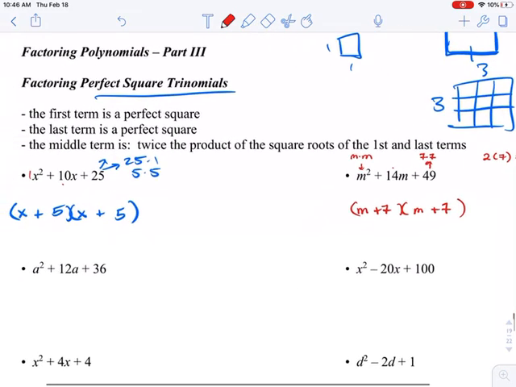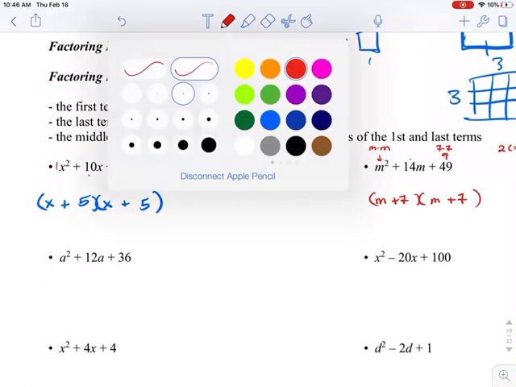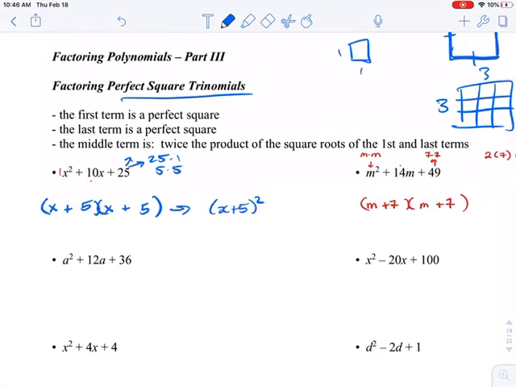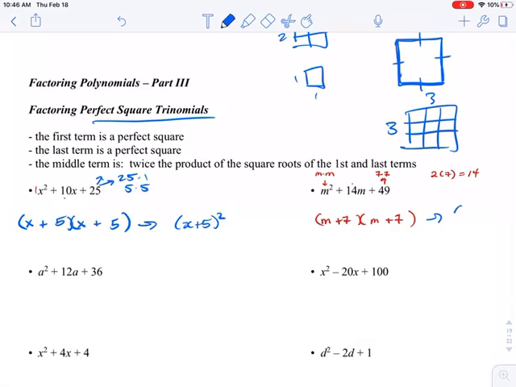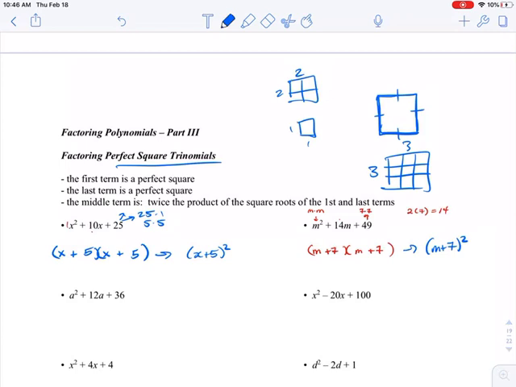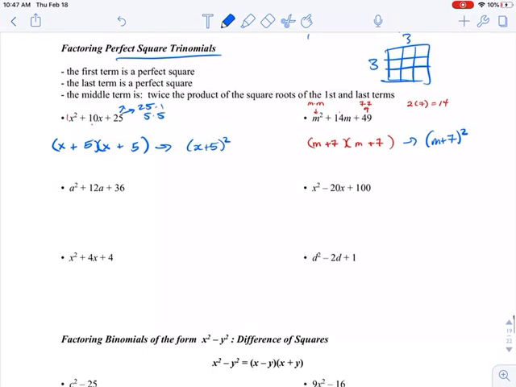And you can write these as x plus 5 squared. And this one you can write as m plus 7 squared. So back to our original example about perfect squares, well, the dimensions of each side are exactly the same. 1 and 1, 2 and 2, 3 and 3. So here, the dimensions are the same. X plus 5, x plus 5, m plus 7, m plus 7.